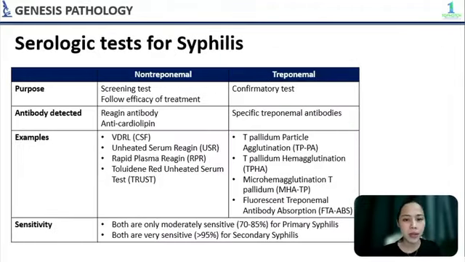Okay? So remember that. So there are 2 main types of serologic tests for syphilis. We have the non-treponemal and treponemal test. Non-treponemal tests, they are used as screening tests and to follow the efficacy of treatment. Treponemal tests naman, they are used as confirmatory tests. And ito naman, kahit pa i-treat mo yung patient, magiging positive pa rin itong treponemal test. So hindi siya used for following up treatment.